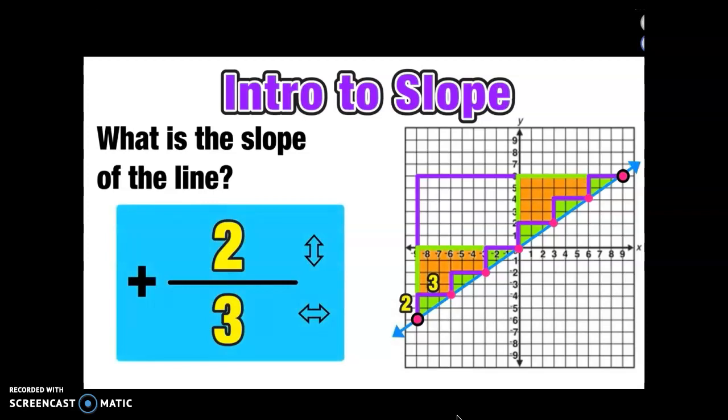Now again, that doesn't mean that the other two slopes, the 12 over 18 and the 6 over 9, were incorrect. They just weren't in reduced form. But all three of the slopes that we looked at will take you from one point on the line to another point on the line.